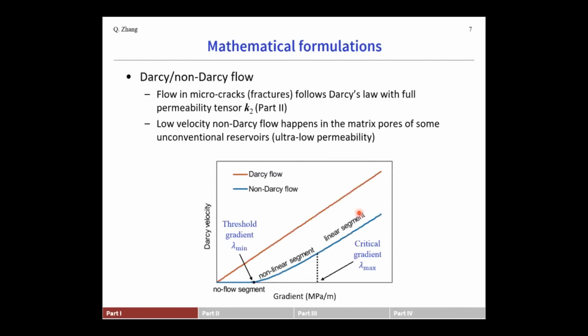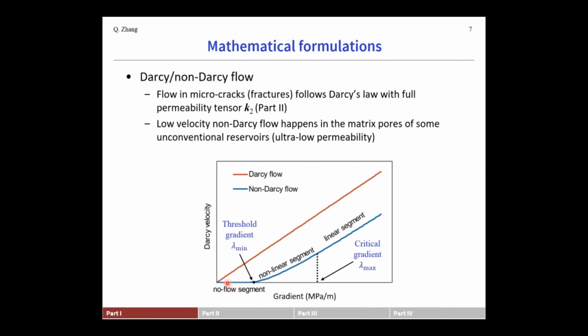The second constitutive law is the Darcy or non-Darcy flow. For flow in macro cracks, we assume the flow will follow Darcy's law with full permeability tensor K2, which I will talk about in the next part. And for the flow in matrix pores of some unconventional reservoirs, we assume it will follow the low velocity non-Darcy flow, which is represented by this figure.